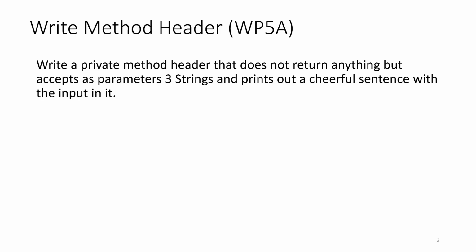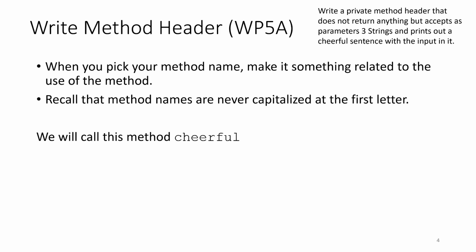Here's our first example. Write a private method header that does not return anything but accepts as parameters 3 strings and prints out a cheerful sentence with the input in it. Here we want to pick out a name that's related to the use of the method and to not capitalize it, and we will call this method cheerful.